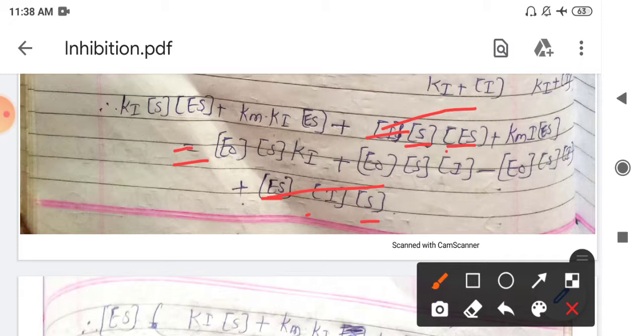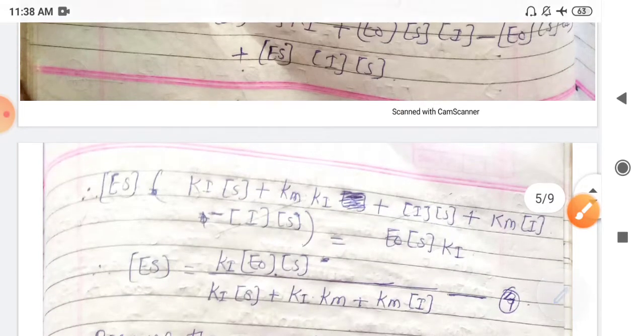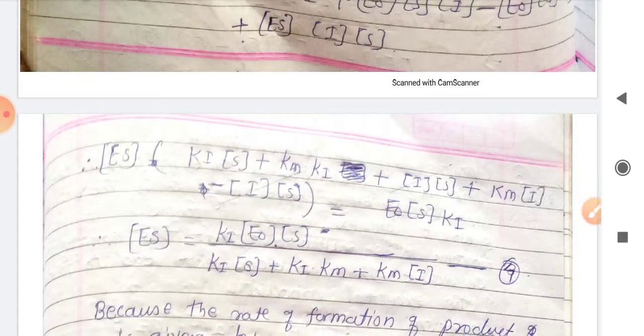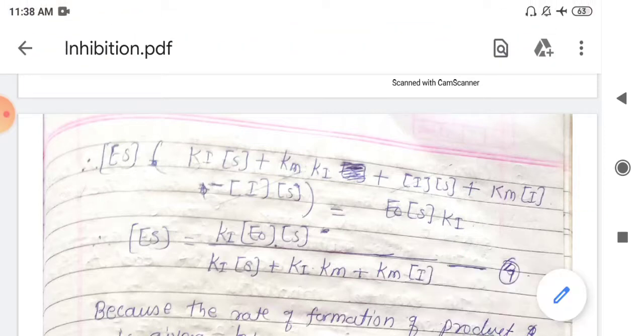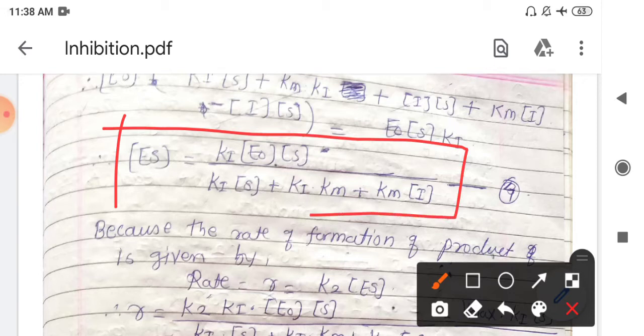Then the next one: E0 into S into I minus E0 into S into I, so this term is also getting cancelled. So overall we are left with only 4 terms. Based upon those 4 terms we can simplify the value of ES as Ki into E0 into S divided by Ki into S plus Ki into Km plus Km into I.